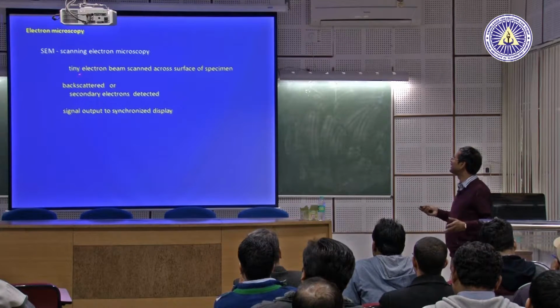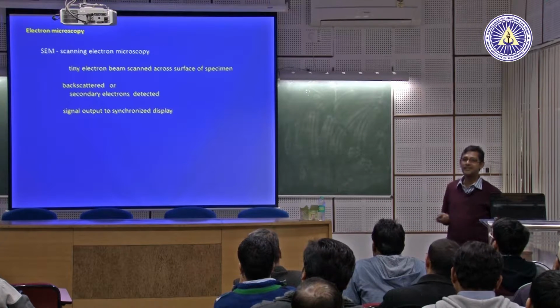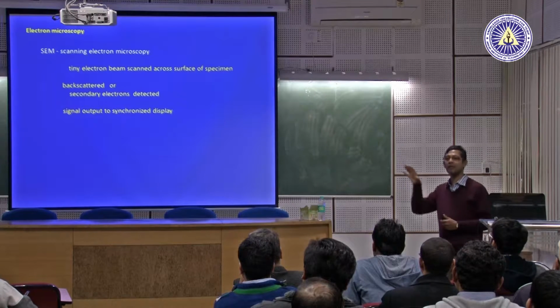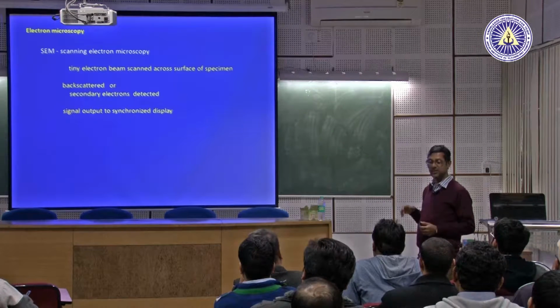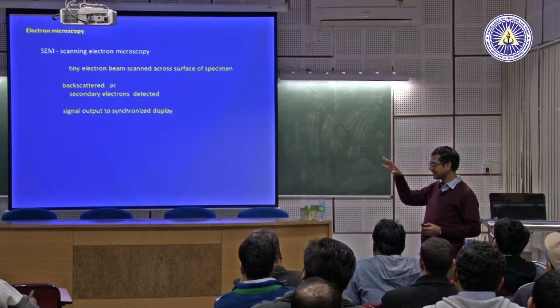First thing, it uses tiny electron beams to scan the surface. It's just like a television. Television also captures images using a camera, a CCD camera. The camera is a charge coupled device, and then based on the intensity of the light, you capture the image.